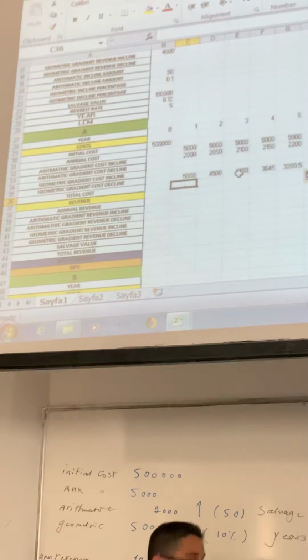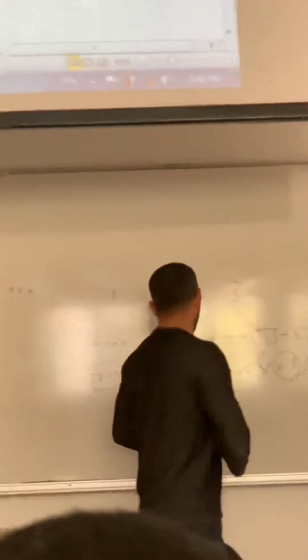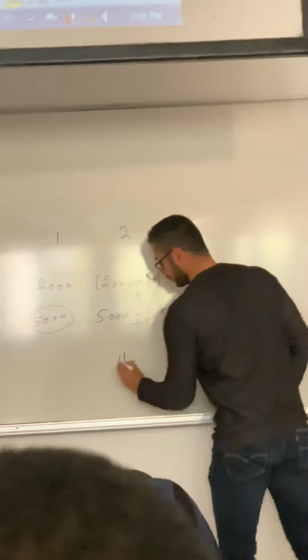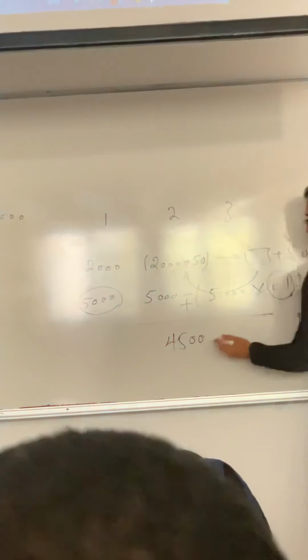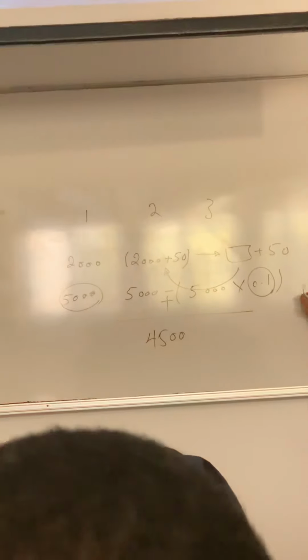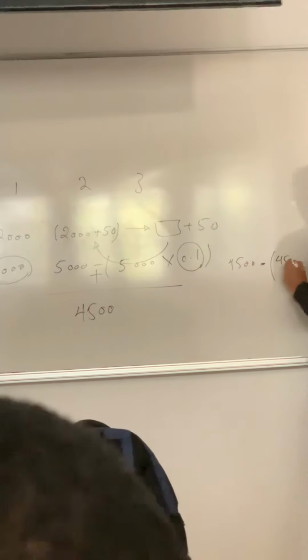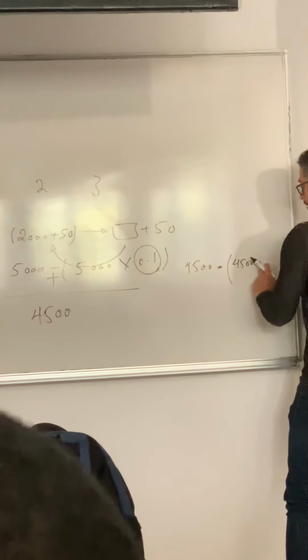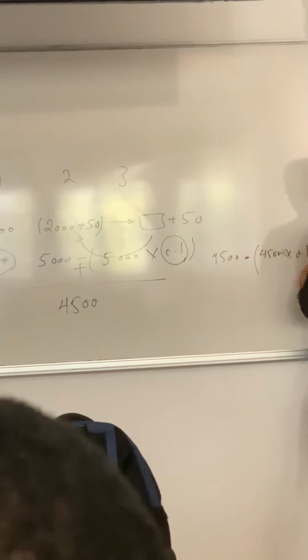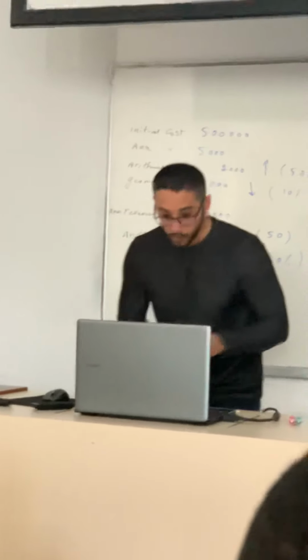And you see, the next one, how much was this one? 4,500. The next cell would be 4,500 times 0.1. Multiply 0.1. Close the parenthesis. That's the fraction. Okay? Yeah.